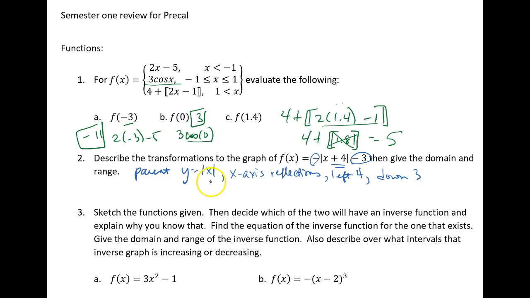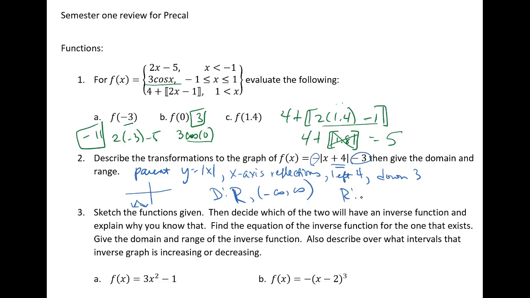Domain and range, if you had drawn this picture, I like to draw it so I can see. Left 4, down 3, there we go. So it looks something like that. Domain is going to be all real numbers on this because there are arrowheads here keeping it going left to right forever. So either all real numbers or -infinity to +infinity.